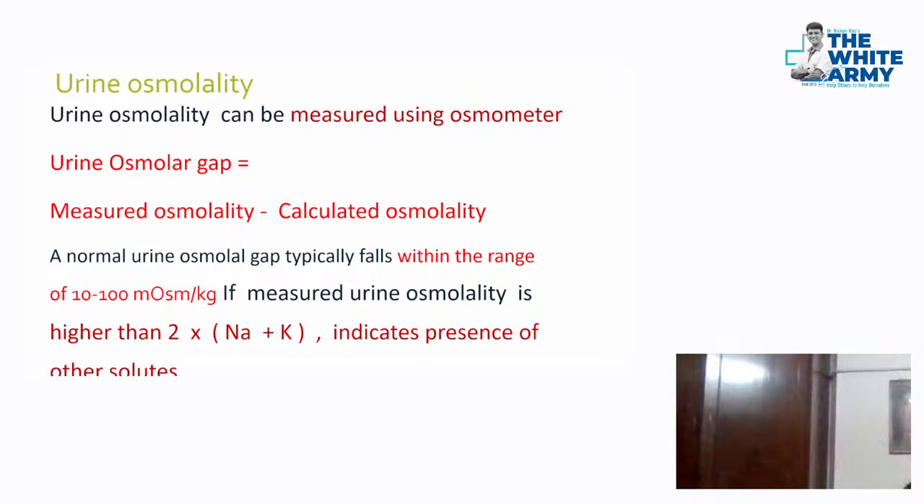So to repeat, we have to measure the osmolarity in suspected situations. We have to measure the osmolarity using an osmometer. The principle employed is the freezing point depression method. You can calculate the osmolarity based on the formula 2 into sodium plus potassium plus urea. The measured osmolarity minus calculated osmolarity is the osmolar gap, which can be anywhere between 10 to 100. So if the measured osmolarity is higher than 2 into sodium plus potassium, that indicates the presence of other solutes, usually increased quantity of urea.